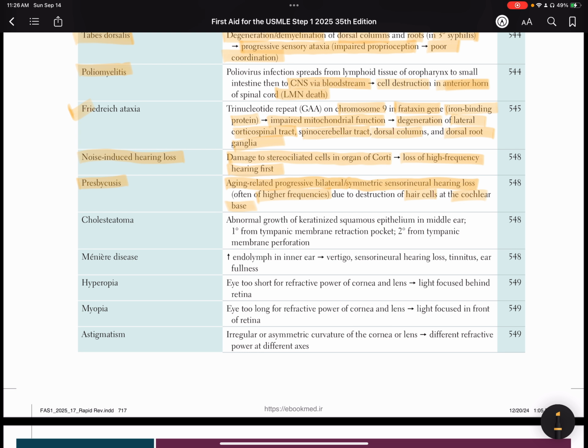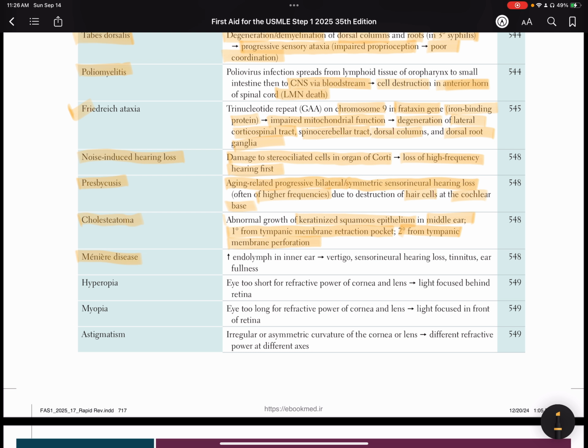What is cholesteatoma? Cholesteatoma is abnormal growth of keratinized squamous epithelium in the middle ear. Primary is from a tympanic membrane retraction pocket, secondary is from tympanic membrane perforation.